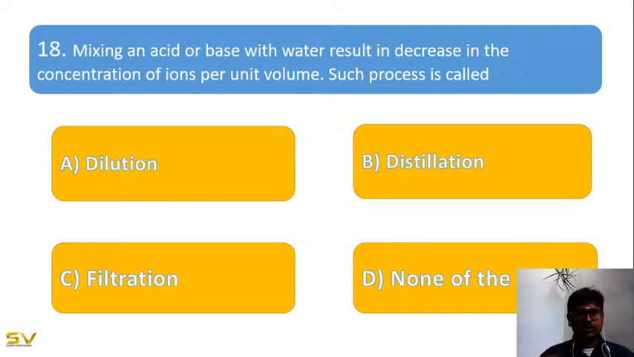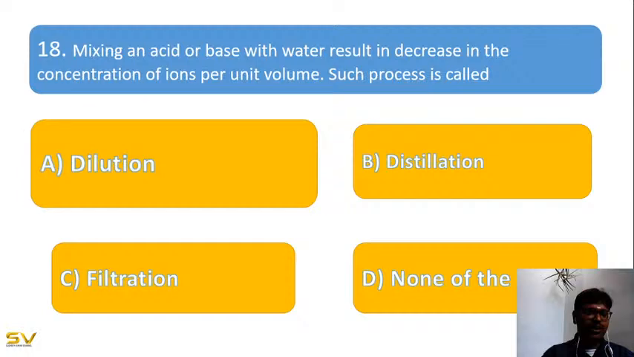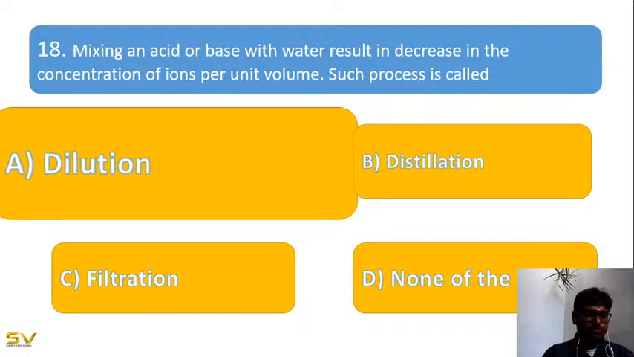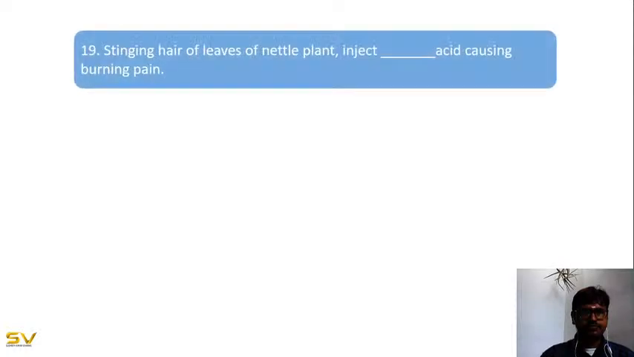Yes, see, the process of mixing acid or base with water results in decrease in the concentration of ions per unit volume. This process is nothing but called dilution. So option A is correct. So congratulations to those who answered it correctly. Very good. Keep it up.